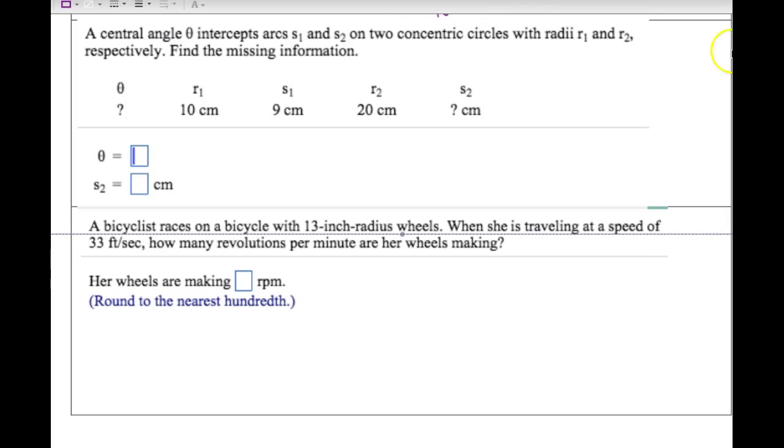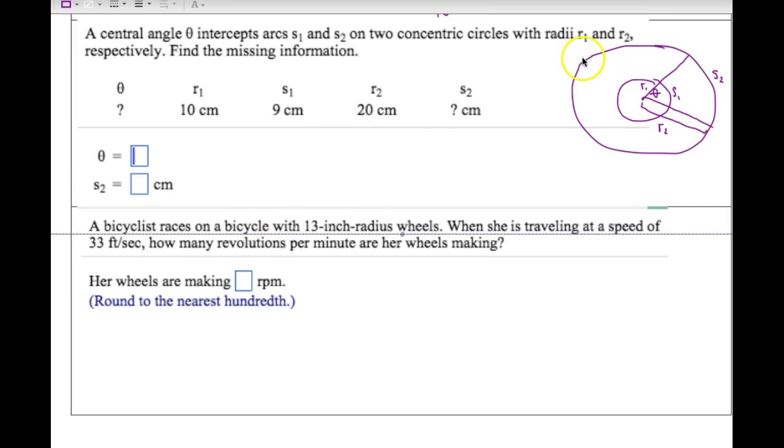All right. A central angle intercepts arcs S1 and S2 on two concentric circles with radii R1 and R2 respectively. Find the missing information. All right, so in this case, it actually helps to make a little bit of a diagram. If you guys remember from geometry, concentric means two circles that have the same center. So basically, their circles are around the same center, but one is bigger than the other.